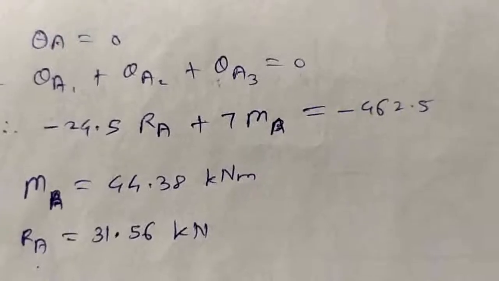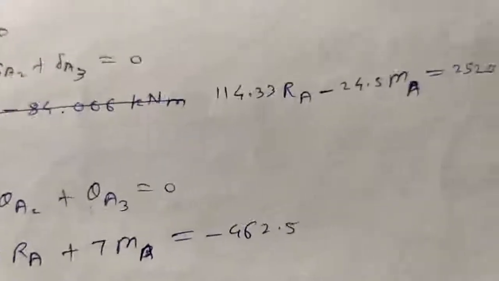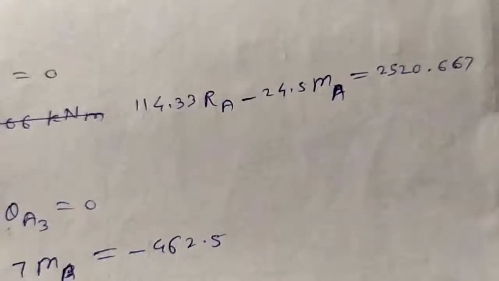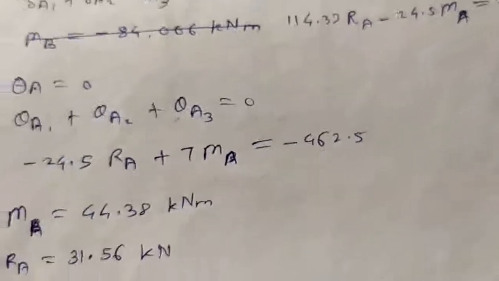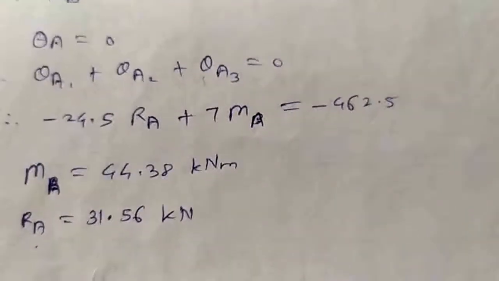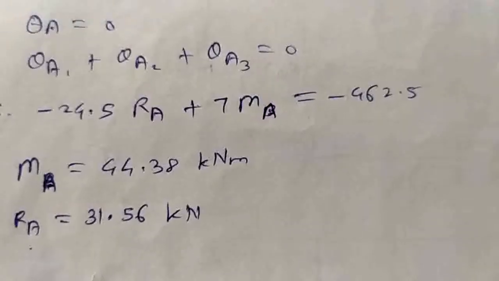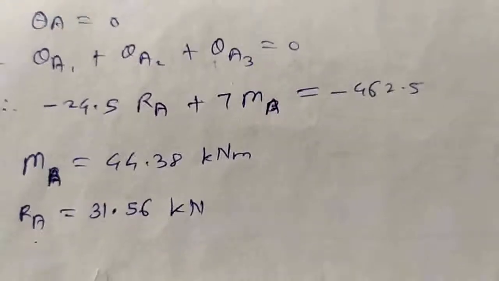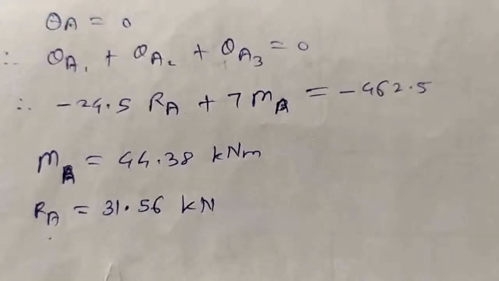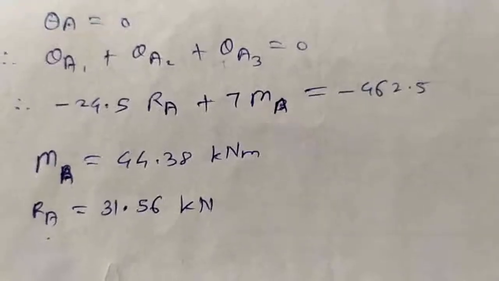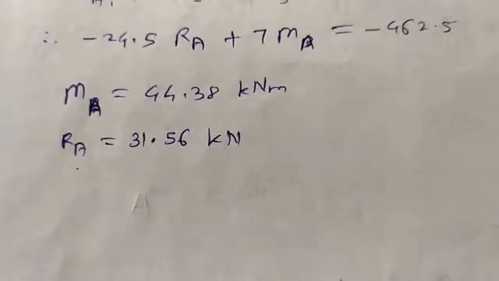Solve the two equations simultaneously, this equation and this equation, and we'll get the values of MA and RA. Of course, after getting the values of MA and RA, apply the equilibrium equations and you can come to the values of MB and RB. After getting the values of MB and RB, you can draw the SFD and BMD.